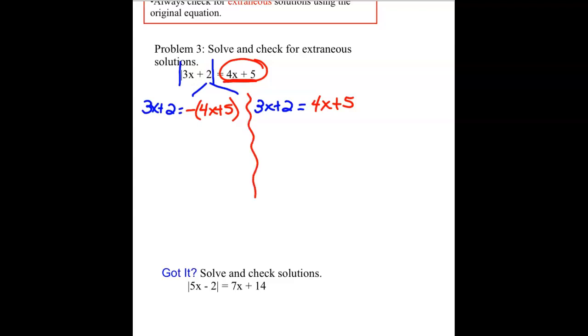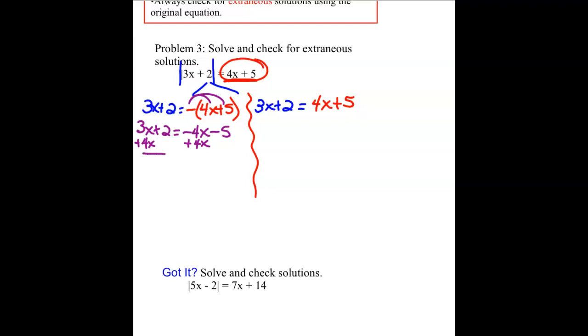So solving those 2 equations, for the left one, we are going to have to distribute that negative. So we'll have 3x plus 2 equals negative 4x minus 5. Combining like terms, we're going to add the 4x to this side so we can get them together and combine them. So we have 7x plus 2 equaling negative 5. We then would have to subtract our 2. And then dividing out the 7 would get us x being negative 1.